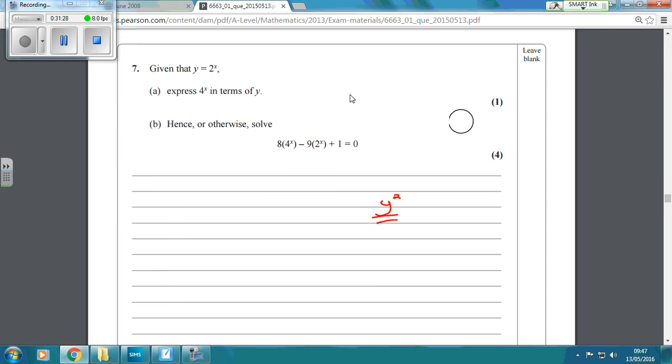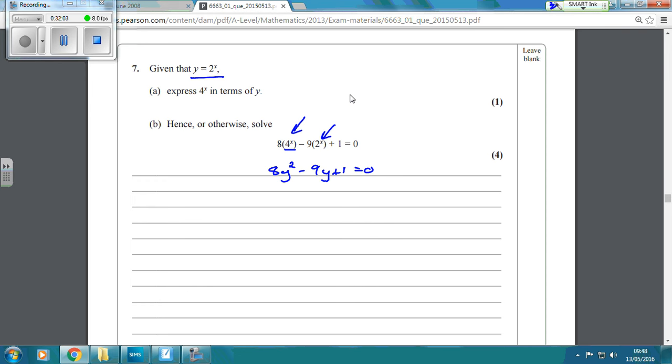So with a quadratic, you tend to have something squared, something lots of x, and then you've got the plus number on the end. So chances are this is going to be something squared. And if you know that y equals 2^x, this is going to be 8y squared minus 9y plus 1 equals 0. You should be able to see that this is going to be the y squared. You don't use that as a guarantee, but it should help you out anyway.